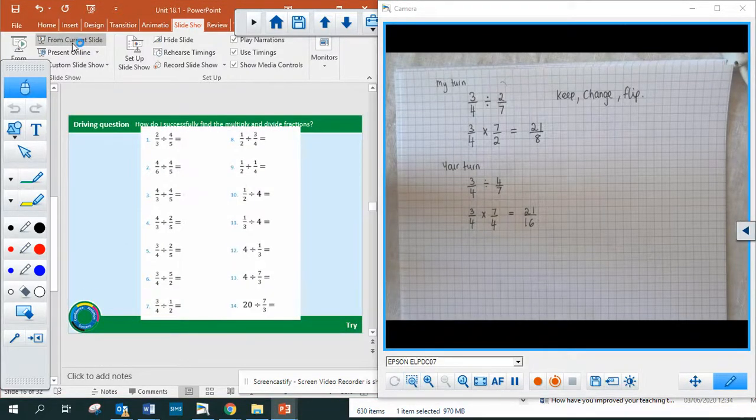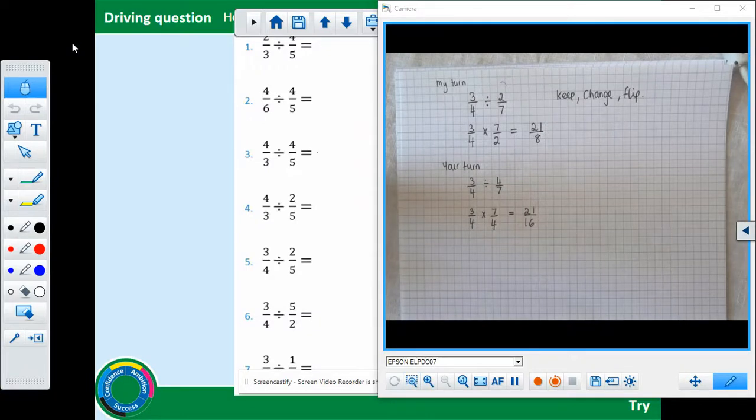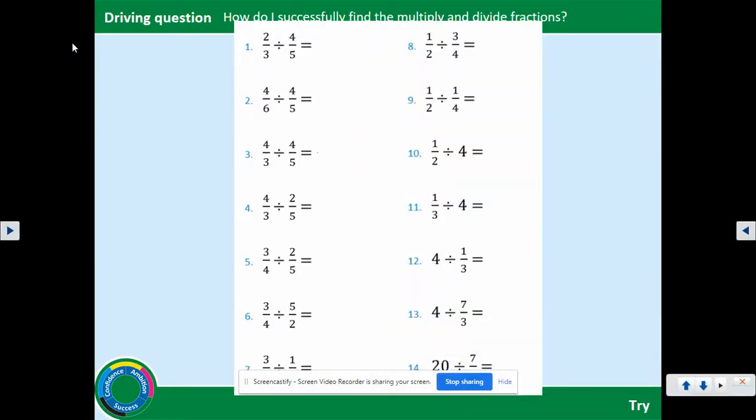So on the screen now is a chance for you to have a go at that. So please pause the video and play when you're ready to go through the solutions. Please make sure you look at the questions carefully. Remember, consider when you've got some whole numbers in there, like on question 10, remember to consider what is 4 as a fraction. Okay? So pause and play when you're ready for the solutions.